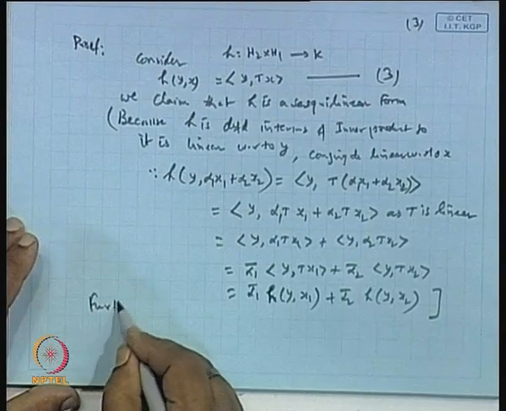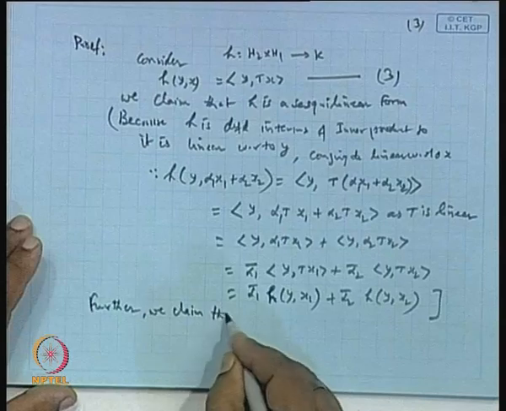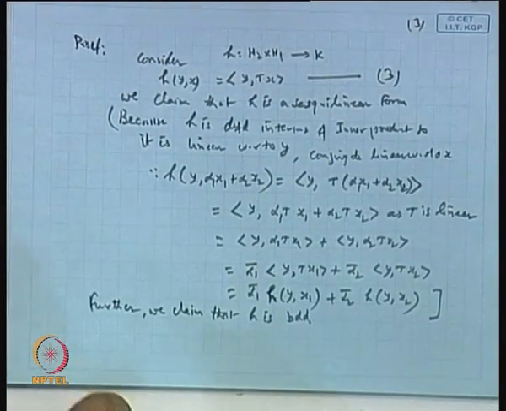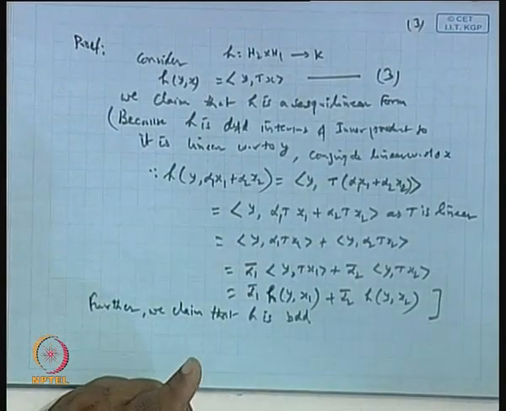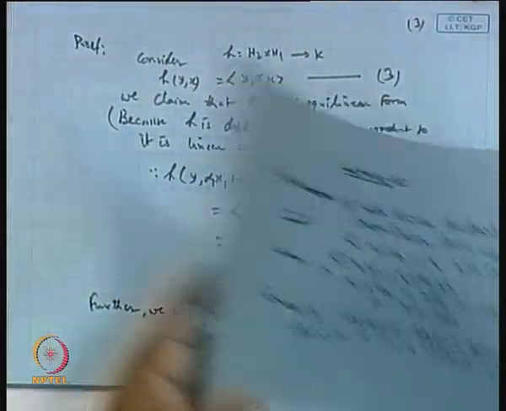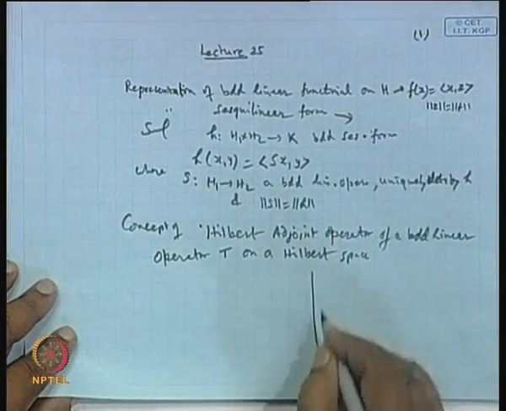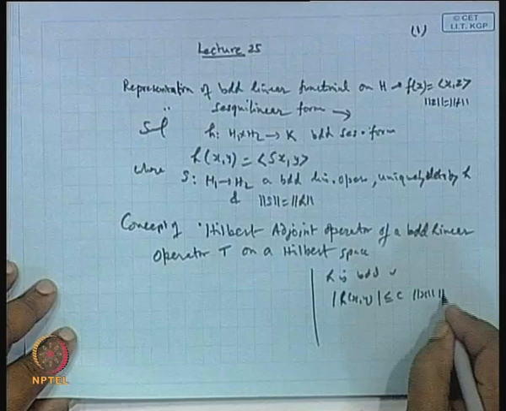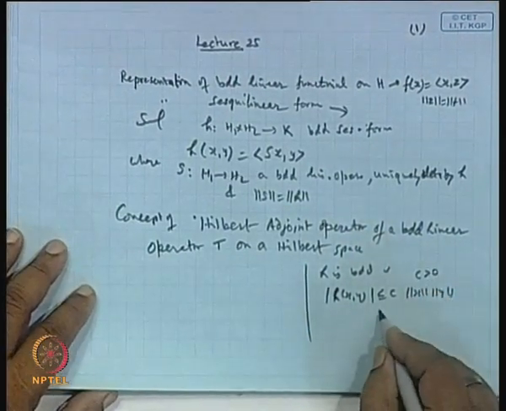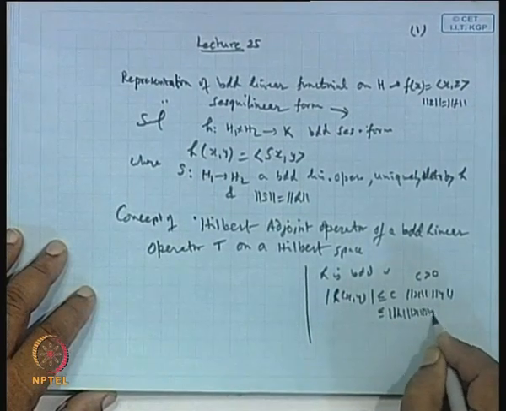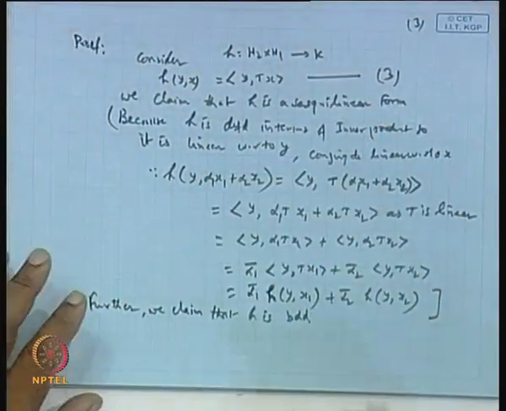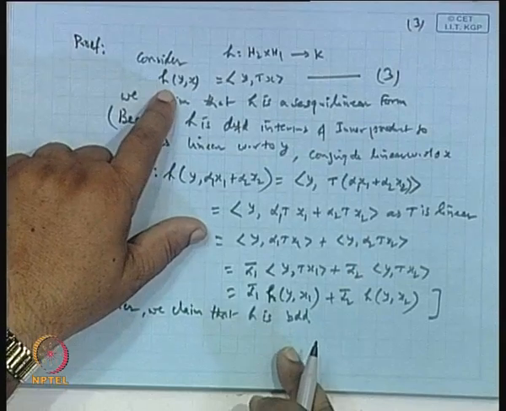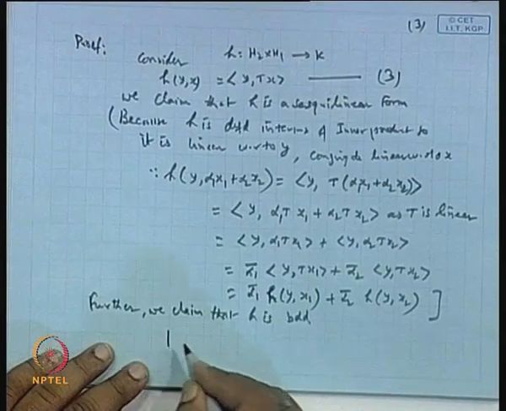Further, we claim that h is bounded. Bounded means a sesquilinear form is said to be bounded if mod of h(x, y) is less than or equal to C times norm x norm y, where C is some real number, and the minimum value of C comes out to be norm h. Is it not? So, using this, to find out the boundedness, let us take the mod of h(x, y) and then prove that this is less than or equal to a constant times norm x into norm y.